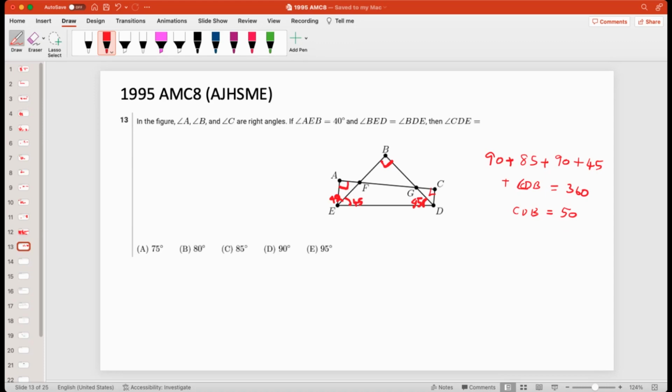Okay, now because CDB is 50 and this is 45, what will be CDE? It will be 45 plus 50, which will be 95. That's your answer here. Option E, 95. Going to the next question.